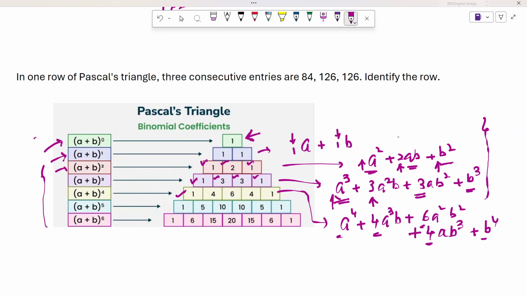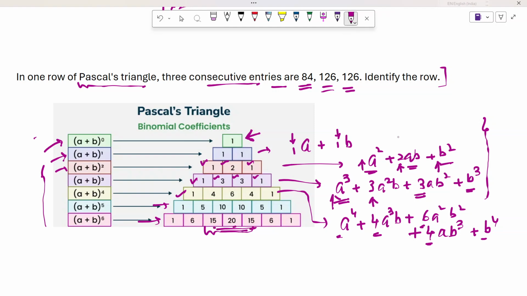Now let's come to our question. The question is saying that in one row of Pascal's triangle, ये सब rows हैं, this is row, this is row. तो एक रो Pascal triangle में ऐसी है कि 3 consecutive entries, जैसे यहाँ पर 3 consecutive entries ये है, 3 consecutive entries are 84, 126 and 126. Identify the row.